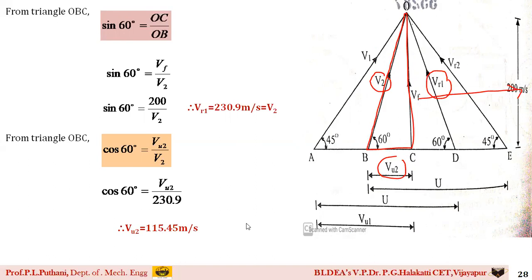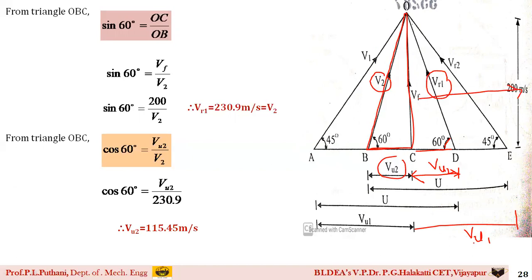Everybody, please observe here carefully. If you observe the figure carefully, whatever angle is at 60 degree on the left hand side, that is BC, the same angle is there on the right hand side, that is 60 degree here also. So according to this picture, as there are similarities on both sides of the triangle, BC is equal to CD. So I can write this as VU2. Similarly, from C to E, I can write this as VU1 also, because we are having similar triangles on both sides.